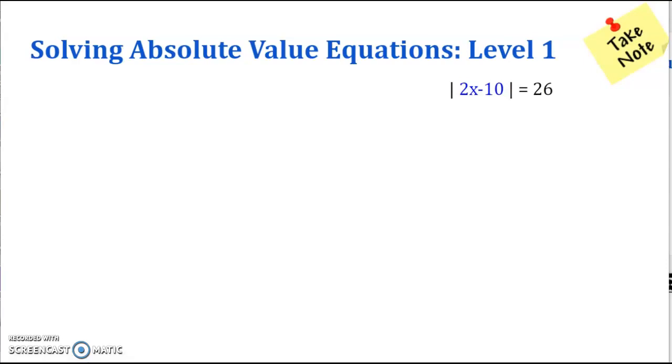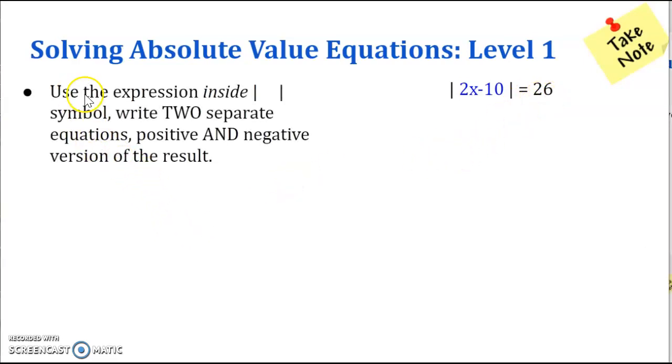Now you're taking notes and we're going to be solving absolute value equations level 1. So you are solving an equation like the absolute value of 2x minus 10 equals 26. The first thing you need to do is use the expression inside the absolute value symbol and write the two separate equations, the positive and negative version of the result.